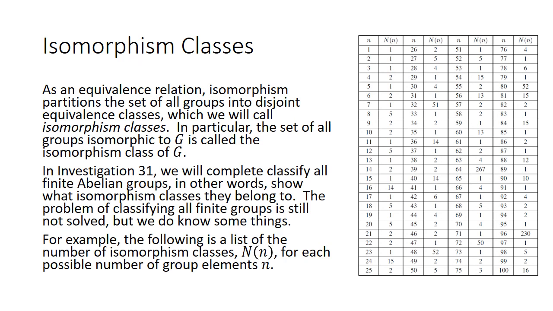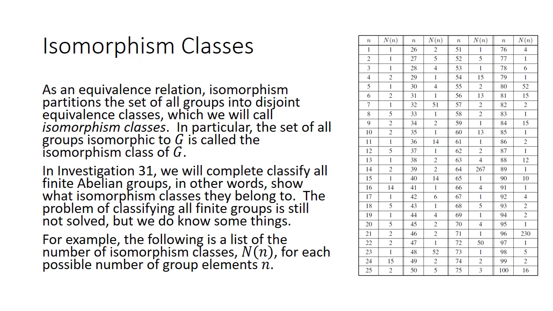Okay, so now that we've learned that isomorphism is an equivalence relation, that means that isomorphism partitions the set of all groups into disjoint equivalence classes, which we call isomorphism classes. In particular, the set of all groups isomorphic to G is called the isomorphism class of G. In investigation 31, which I believe will be the last investigation we get to in detail, we will completely classify all finite abelian groups. In other words, we will show what isomorphism classes they belong to.